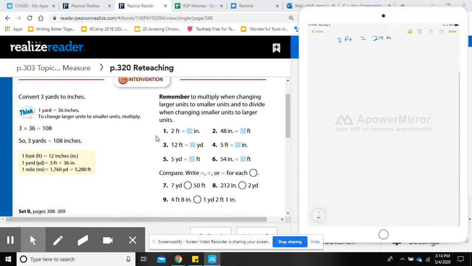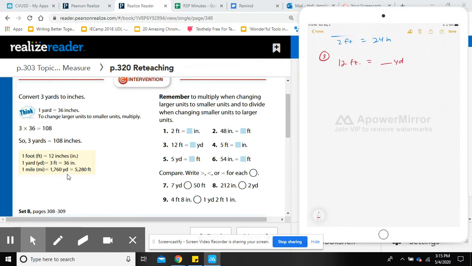Okay, now number 3 is going to be a little bit different because number 3, we're going from 12 feet to how many yards. So now we're going from a smaller unit to a larger unit. So here we are going to divide. So if you know how many yards are in a foot, then we can use that information. Over here, we do have our little conversion chart that we can use.